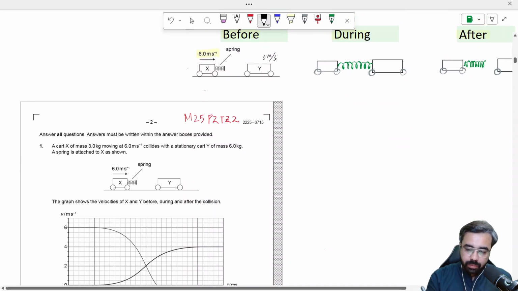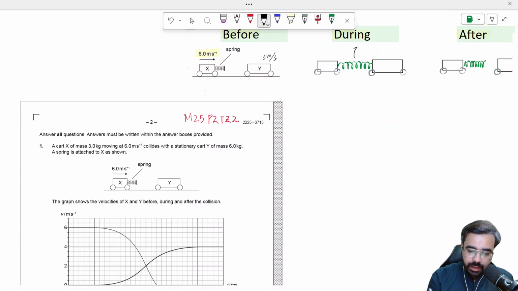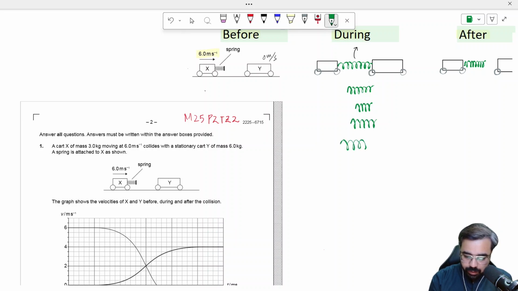Okay, so right now, just before the collision, you see this spring is in its normal form. But what will happen when it hits the other? The spring will compress, right? And when the spring is compressed maximum, then the spring will release like this, and finally when the spring is completely released, at that moment both carts are now separated, and they both will be moving in opposite direction, which we see here from this graph.